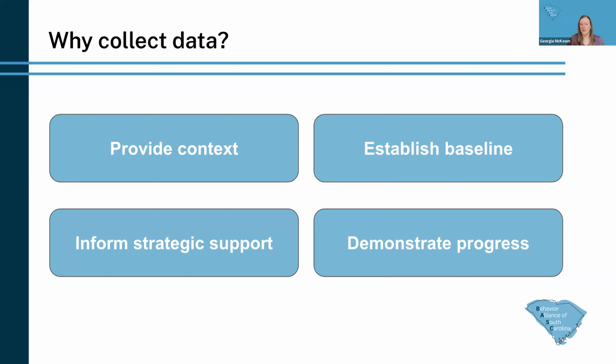Data informs strategic support. When we can see behavior patterns in data, we can be strategic about what we do before, during, and after that may reinforce a more appropriate behavior. And finally, data demonstrate progress. When we're intentional about tracking behavior data, we can get a more concrete understanding of when our efforts are working and when we need to make adjustments. Collecting and reviewing data regularly is critical to understanding and maximizing our supports to promote positive behavior.